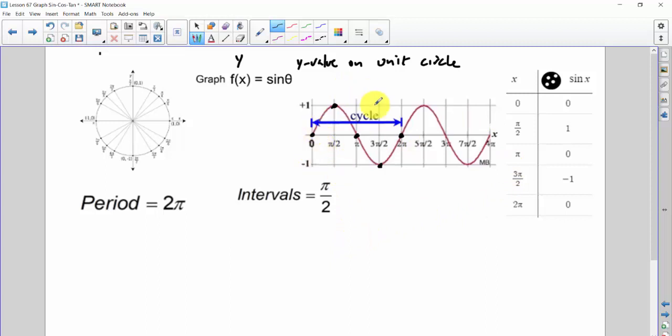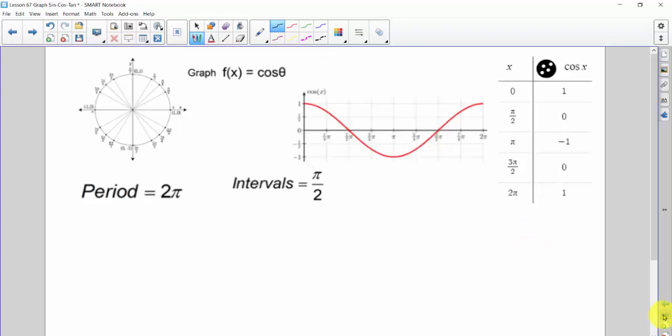Now, if you look at this graph, a snapshot from where it starts to where it ends and then starts repeating is called a cycle of the graph. How long it takes to make that cycle happen is called the period. So you'll see here the period is 2 pi because the graph does its thing in 2 pi and then starts repeating. Okay, now the intervals, this is where I graphed it on, are pi over 2, because those are the easiest ways to get this done.